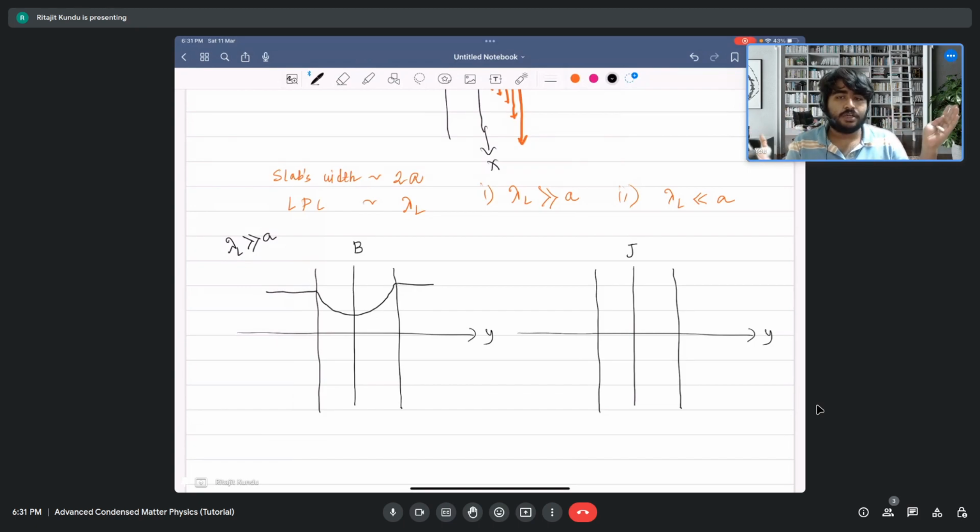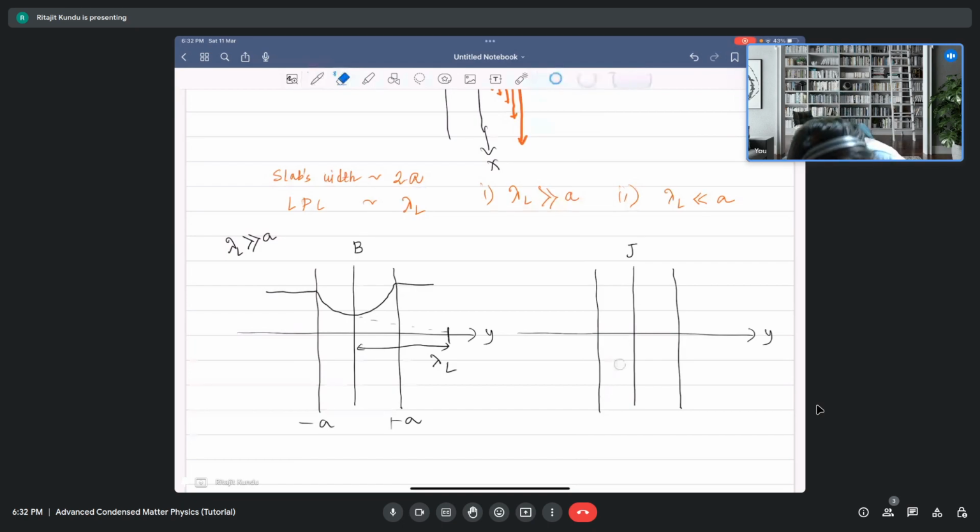Let's say this is plus A and this is minus A. So probably this is your lambda L. But the slab is finished before going to that distance, so then it will again increase. Similarly, the current will also be something like that.